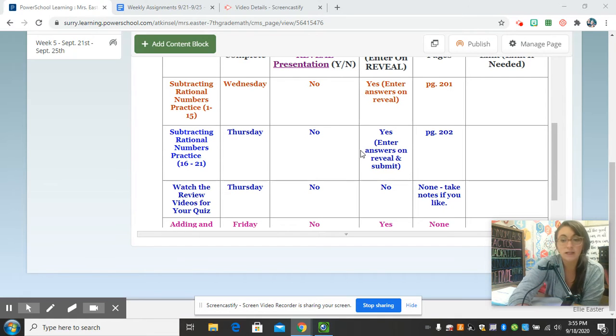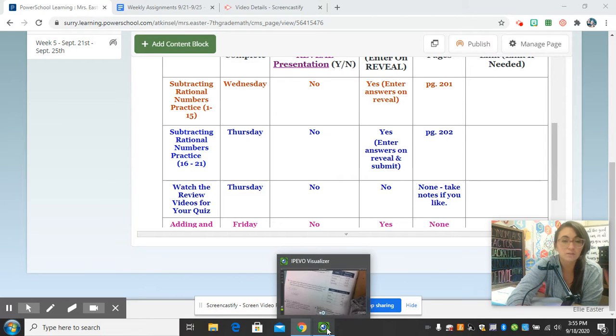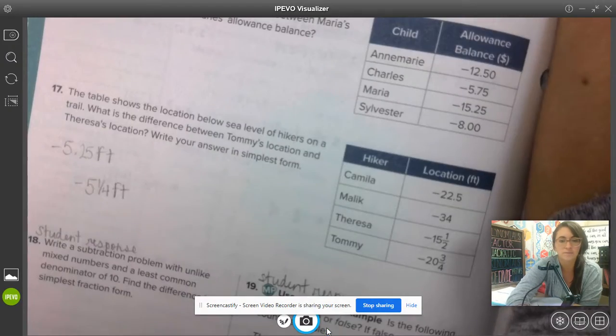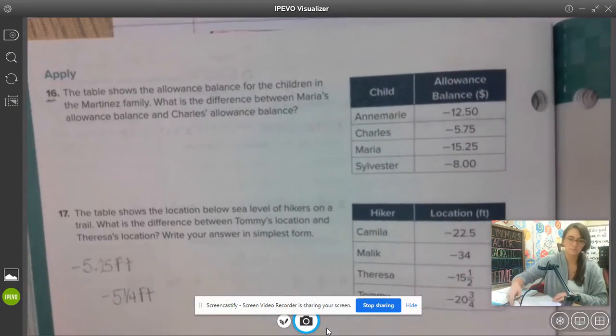18, 19, and 20 are student responses, and I look forward to seeing what you all come up with, okay? You can also look back at the video for adding rational number practice for that 16 through 22, and it may help you. The problems are kind of similar, okay? All right, so let's look at number 16.